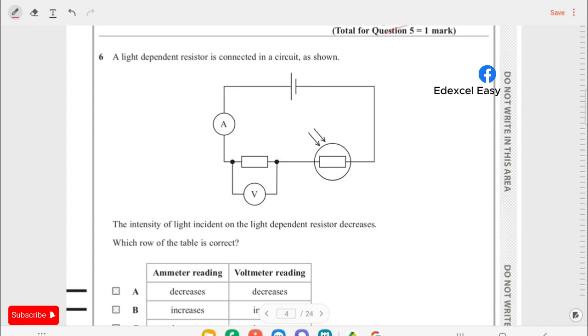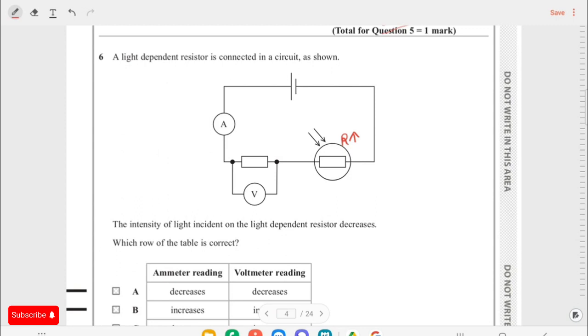In this situation, they want you to find out how the voltmeter reading and the ammeter reading change when you are using a light with lower intensity for this LDR. So try to recall the relationship between resistance and intensity for the LDR, as intensity and resistance are inversely proportional. So when you incident a light with lower intensity on the LDR, the resistance of this LDR would increase, right? Which means now the overall circuit has a higher resistance, right?